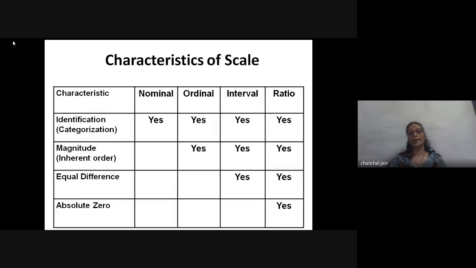So in this slide, you can see the characteristics or the features of scales. The features are identification or categorization, magnitude, equal difference, absolute 0. Nominal scale only possesses the first feature, ordinal possesses the first 2, interval possesses the first 3, and the last scale possesses all the 4 features which are written in the slide. So this was the theoretical aspect which I have shared with you.